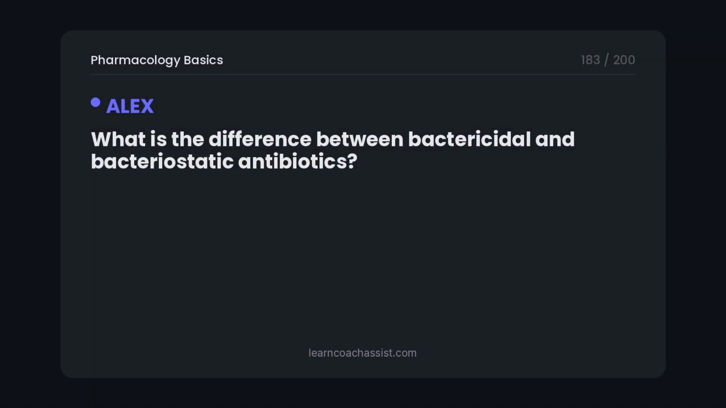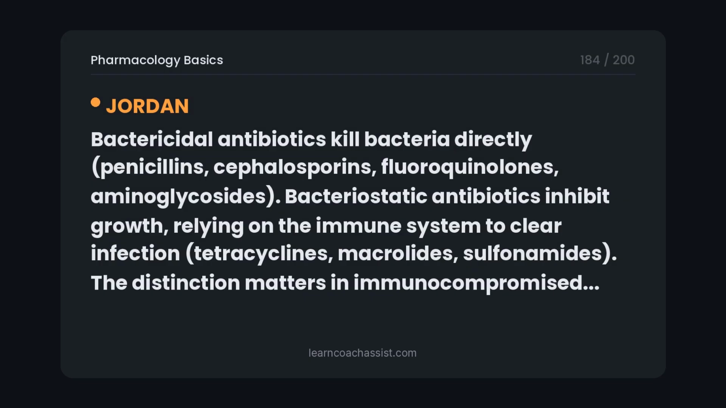What is the difference between bactericidal and bacteriostatic antibiotics? Bactericidal antibiotics kill bacteria directly: penicillins, cephalosporins, fluoroquinolones, aminoglycosides. Bacteriostatic antibiotics inhibit growth, relying on the immune system to clear infection: tetracyclines, macrolides, sulfonamides. The distinction matters in immunocompromised patients.